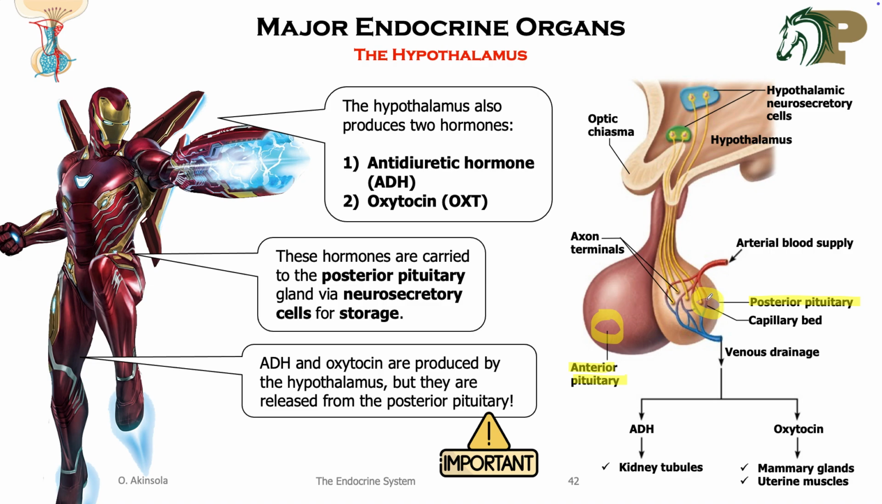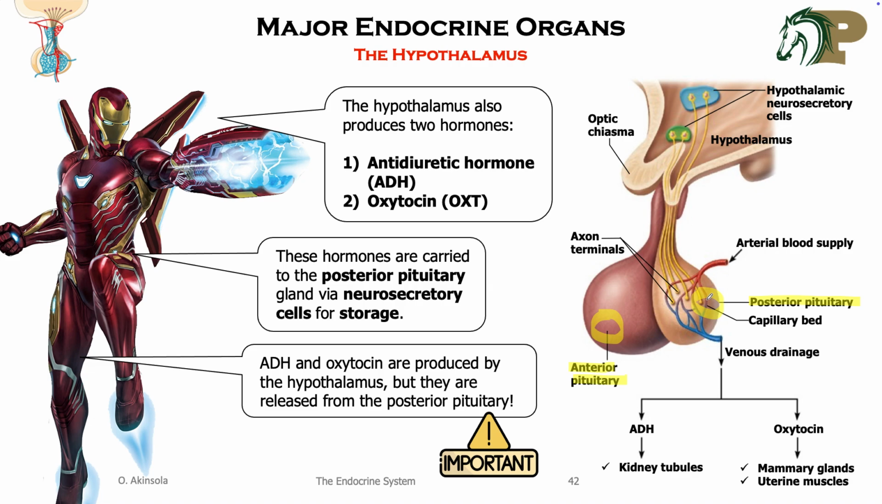But the posterior pituitary, and this is a very small but very important detail. The anterior pituitary produces 6 hormones, but the posterior pituitary does not produce hormones at all. The posterior pituitary serves only to store hormones.